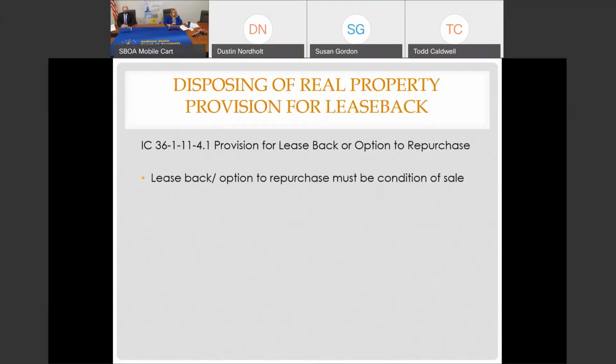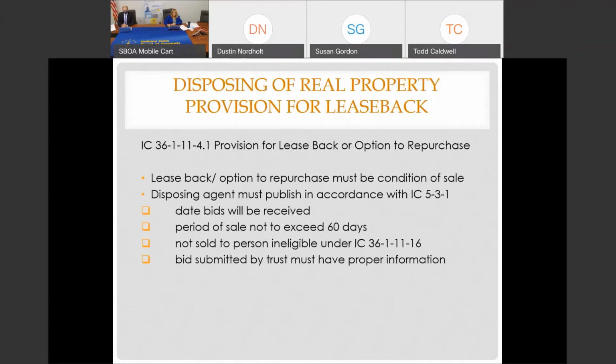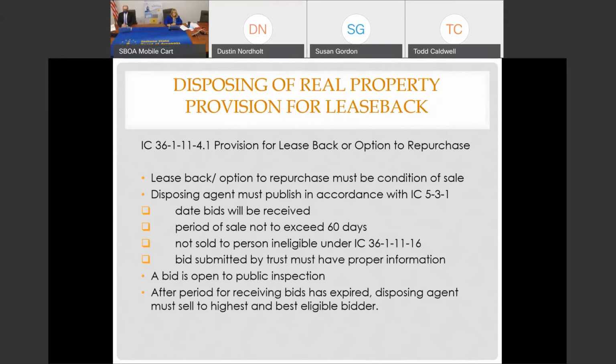Okay, there are provisions for leaseback in the statute. There is a little confusion between 36-1-10, where a unit would acquire property by lease, and the provisions that are listed here, which allows the fiscal body to dispose of the property by selling it and then leasing it back. So if you have that particular situation, there does have to be publication of that with these certain requirements here. The bids are open to public inspection, and then the disposing agent would have to sell that to the highest and the best bidder.